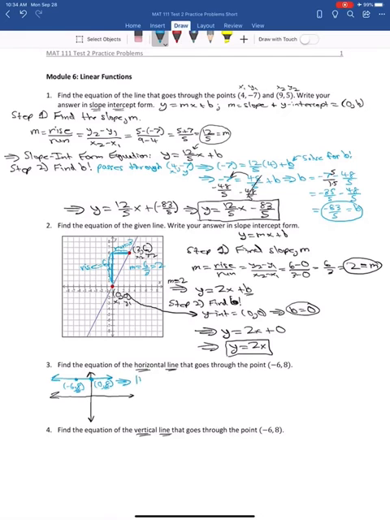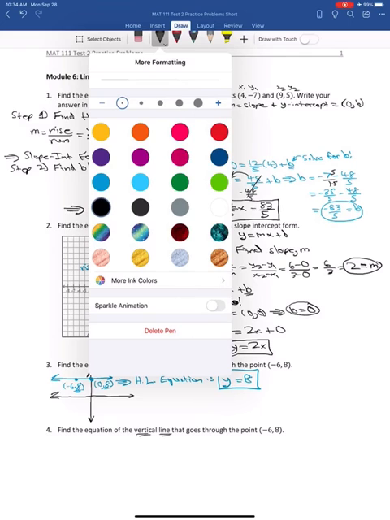But as far as the horizontal line equation, I'll put HL, is y equal to 8, right? Y equals 8 on that line. So y equal constant is a horizontal line equation. X equal constant is a vertical line equation. So let's show now the vertical line example.